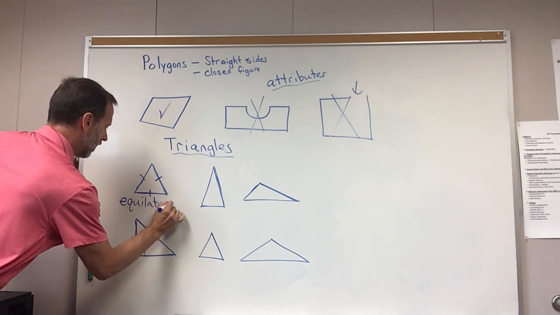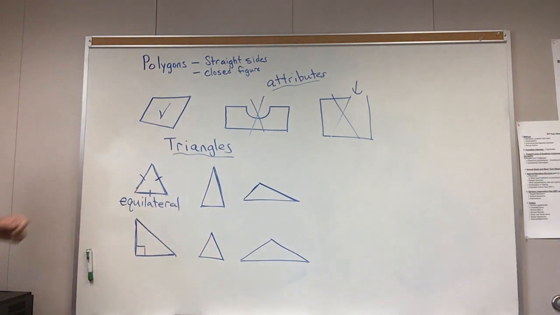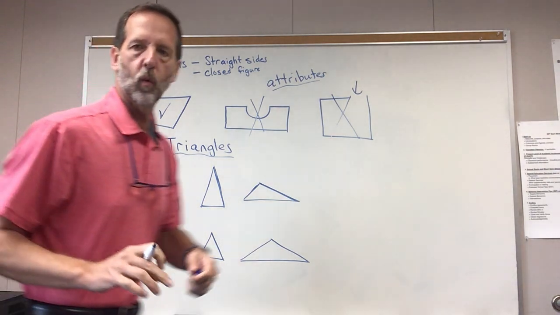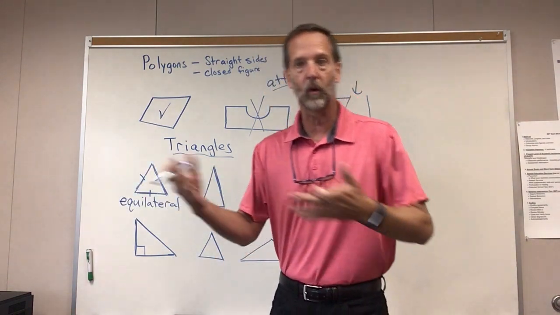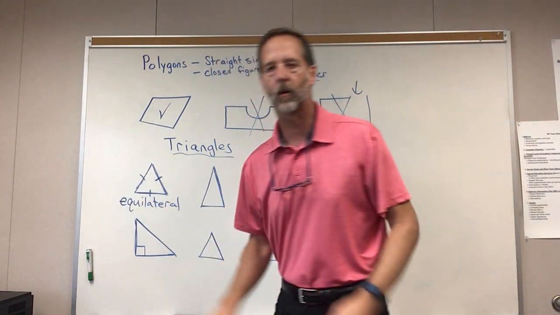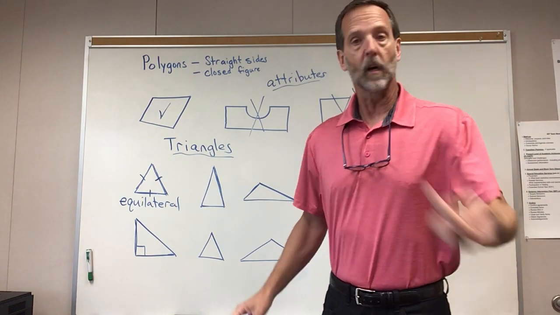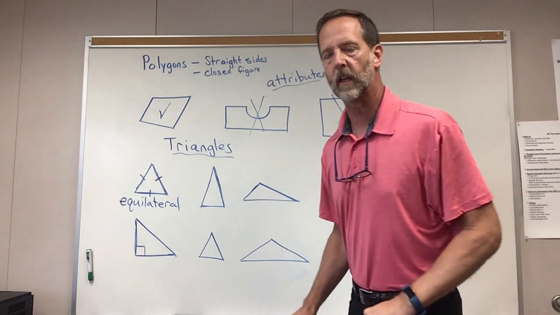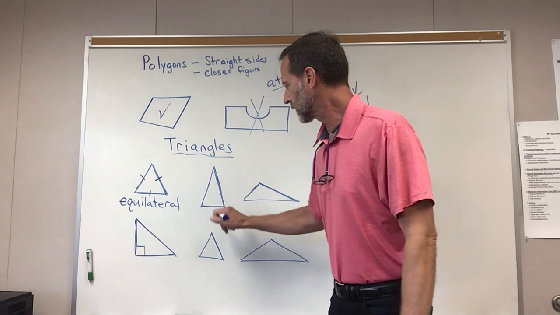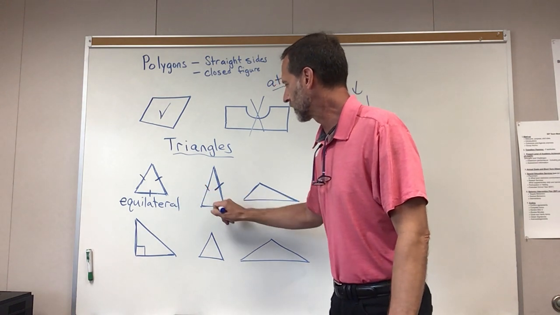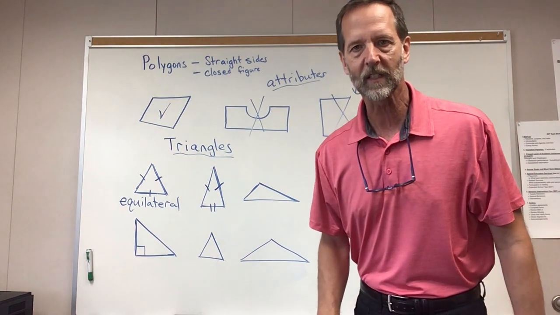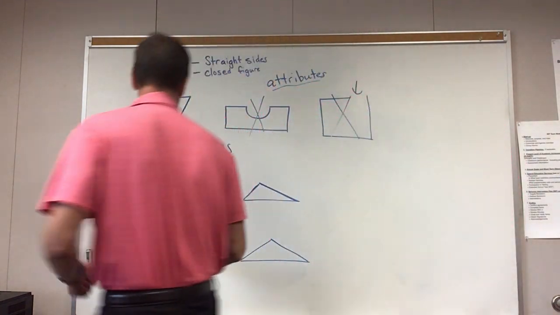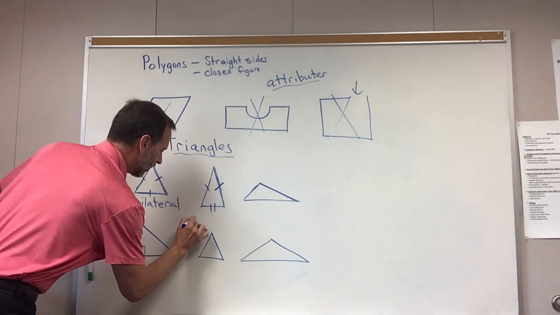Equilateral. That is an equilateral triangle. Equa, meaning equal. Lateral means sides. Equilateral, equal sides. This is an equilateral triangle. Sometimes you have triangles that have 2 sides that are the same instead of 3. This one has these 2 sides are the same, but this one is different. Okay? If it has 2 sides that are the same, it's called an isosceles triangle.